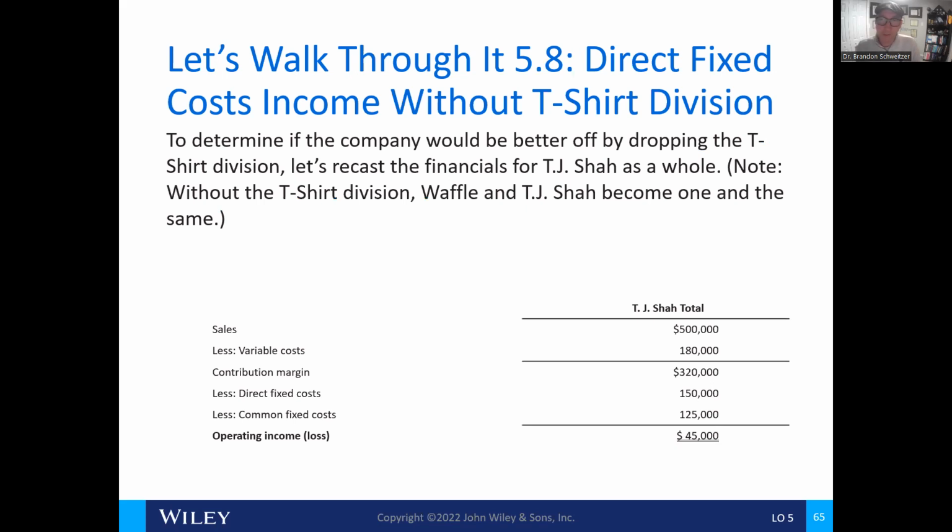If we determine that the company's better off by dropping that division, we recast the financials as a whole. Remember, the common fixed costs remain regardless of whether we drop or not. We just simply shift them over to the remaining division. So sales, 500 minus variable costs, 180, contribution margin, 320, minus direct fixed costs of 150, minus common fixed costs of 125 would give us an operating income of 45.